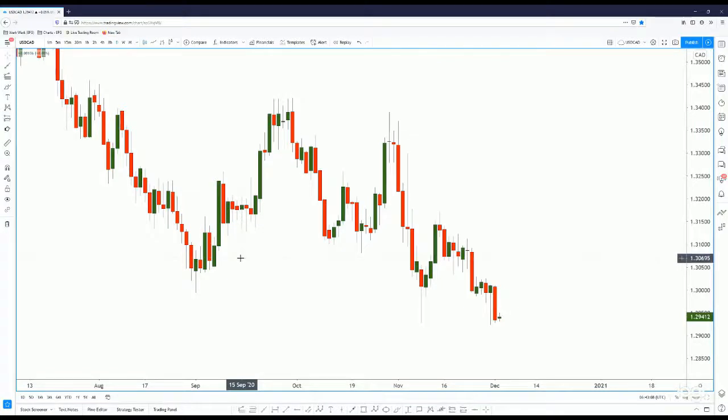Hi everyone, welcome to today's trade of the day, and for today's trade of the day I will be looking at the dollar CAD. So what we have here is the dollar CAD on the daily.